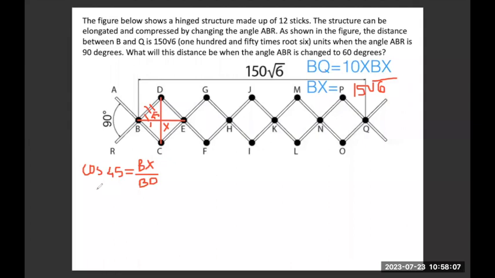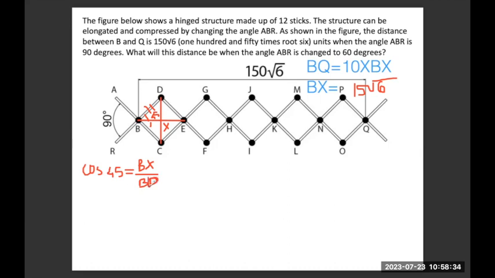If you have any doubts, please let me know right away. If anyone still has a doubt in the BX part, please let me know, because if we move further, it will be very difficult to come back here. Why is BX 15 root of 6? Does anybody have any doubt here? Okay, fine. This is D, okay.